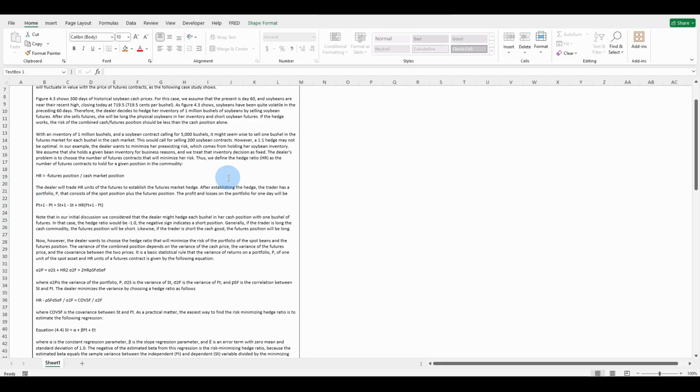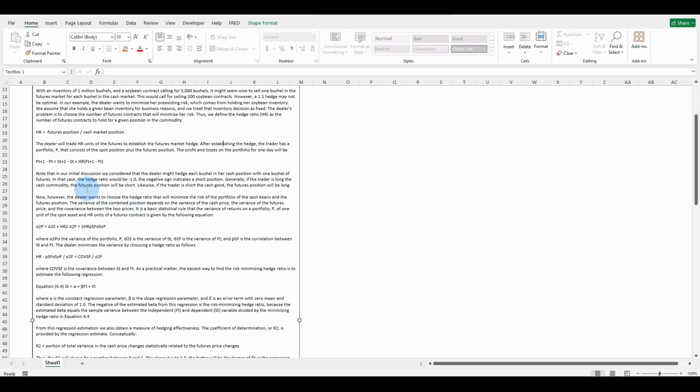After establishing the hedge, the trader has a portfolio P that consists of the spot position plus the futures position. The profit and loss on the portfolio for one day will be P(t+1) minus P(t) equals S(t+1) minus S(t) plus HR times the change in futures, etc. Okay, you can read this, pretty self-explanatory.